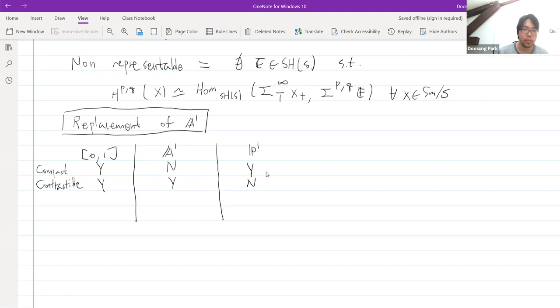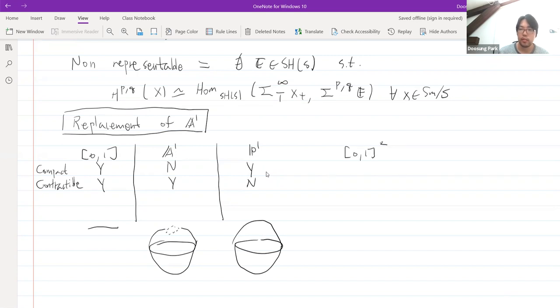So the picture is like this. The Betti realization of A1 is C, which is S^2 minus infinity, which can be drawn like this. And P1 is this S^2, which is compact. And [0,1] is like this line. And we can consider [0,1] squared. And this is homeomorphic to this picture. Not equal, but homeomorphic. So boundary at infinity, infinitesimal boundary.